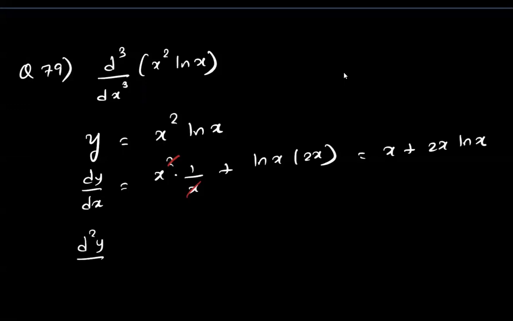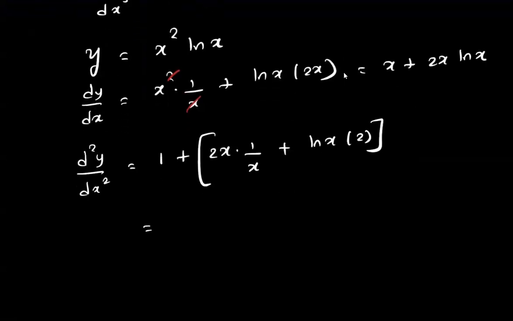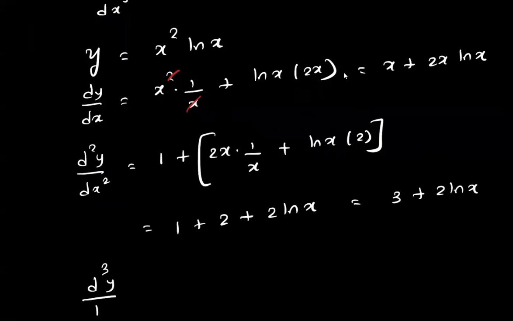So when I take the second order derivative, the derivative of x is just 1. And then I apply the product rule here. So I have 2x times 1 over x plus ln x times 2. If I simplify this, I get 1 plus 2 plus 2 ln x, which can be written as 3 plus 2 ln x. Now, when I take the third order derivative, the derivative of 3 is just 0. So my final answer will be 2 over x.